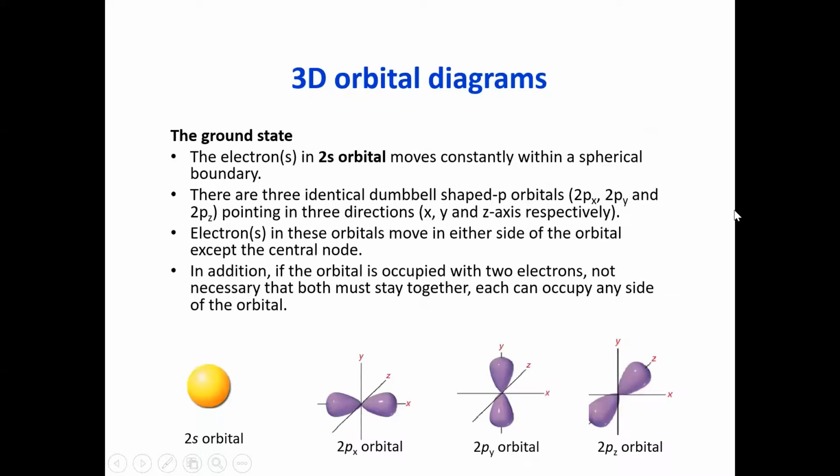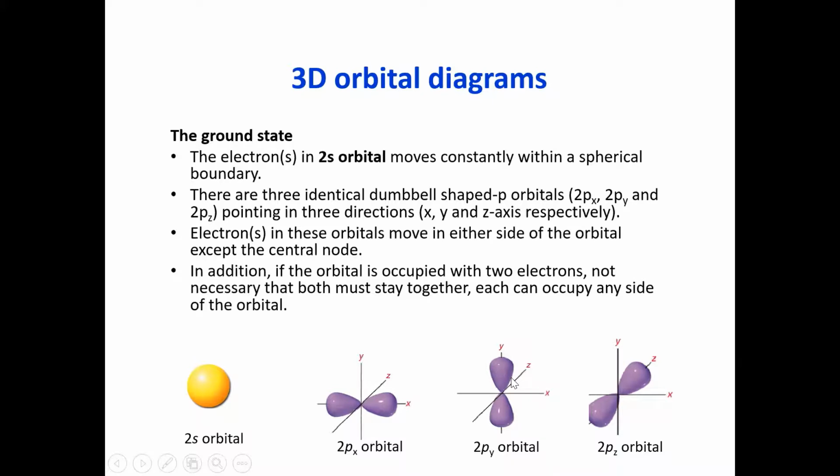So for the ground state, the electrons, for example, in the 2s orbitals, move constantly within a spherical boundary. There are 3 identical dumbbell-shaped p orbitals, 2px, 2py, and 2pz, pointing in 3 directions, the x, the y and the z respectively. The electrons in these orbitals move in either side of the orbital except the central node.